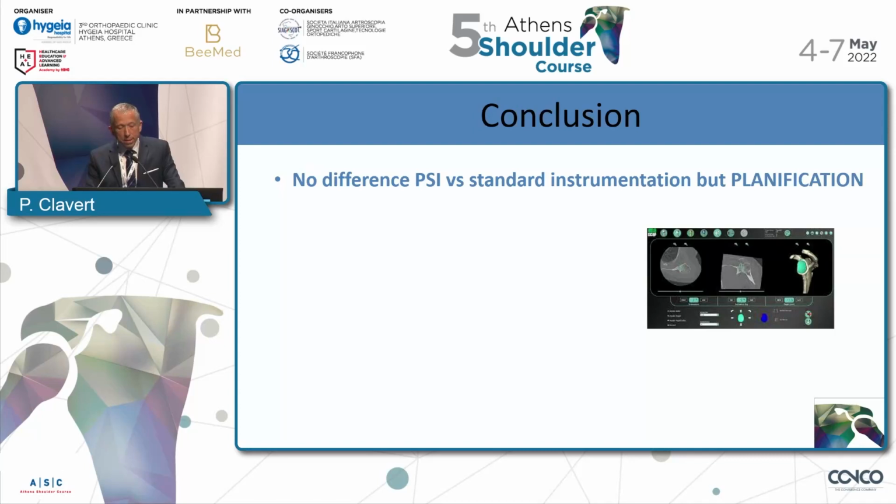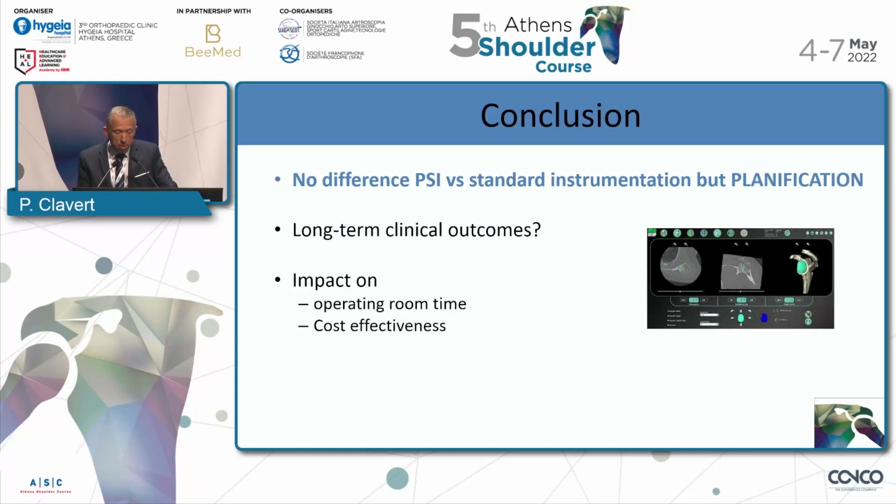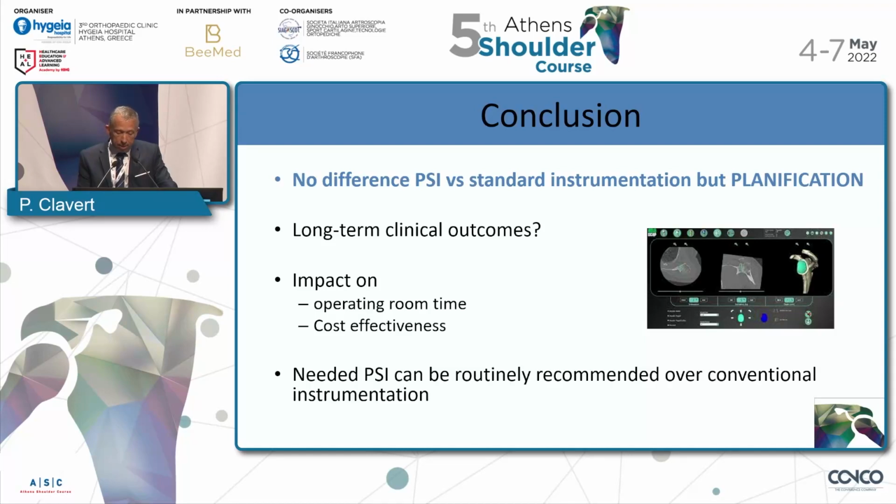So the conclusion is that there's no real difference between PSI and standard instrumentation, but the planning is mandatory. We don't exactly know the advantage of having a difference of less than 5 degrees between the two groups for the long-term outcome of our patients. We know that there's an impact on the operating room time and the cost effectiveness, and for this, we think that all this information is needed to really infer that the PSI is the gold standard.